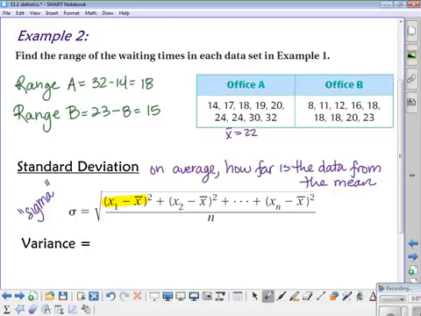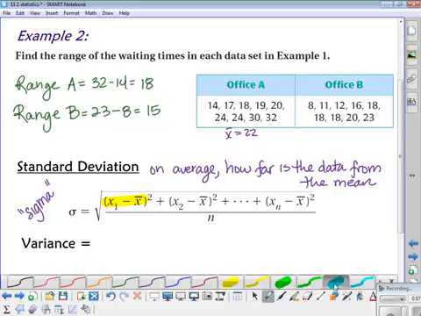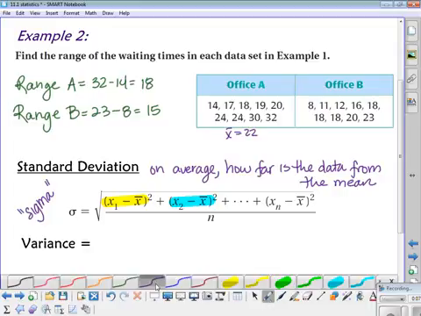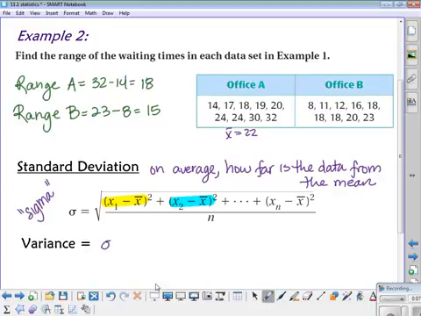And then I would go on to the next one. All right, how far is 17 from 22? It's 5. I square it. And so on until I get to the end of my list. Okay? That's all standard deviation is. So it looks like it's really complicated, but it's actually mostly punching a bunch of numbers in your calculator. And just in case this word pops up, variance is just sigma squared. So basically it's that whole thing without the square root over it.